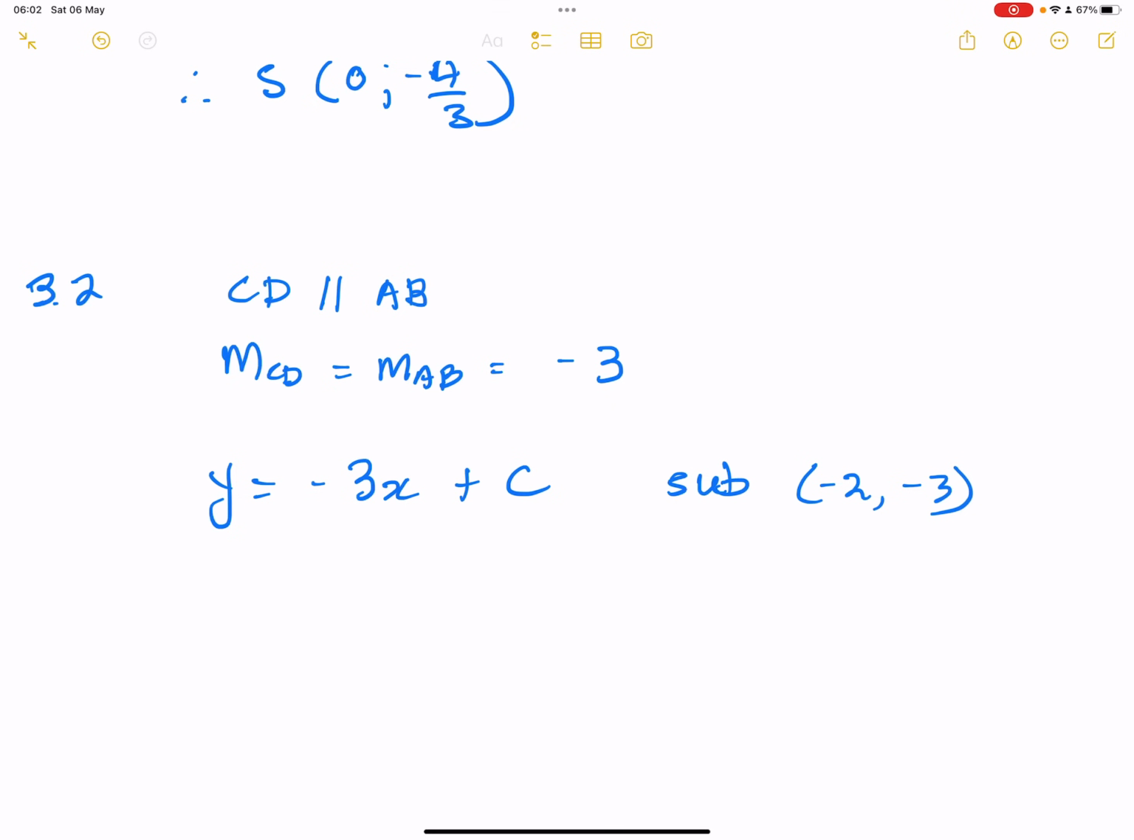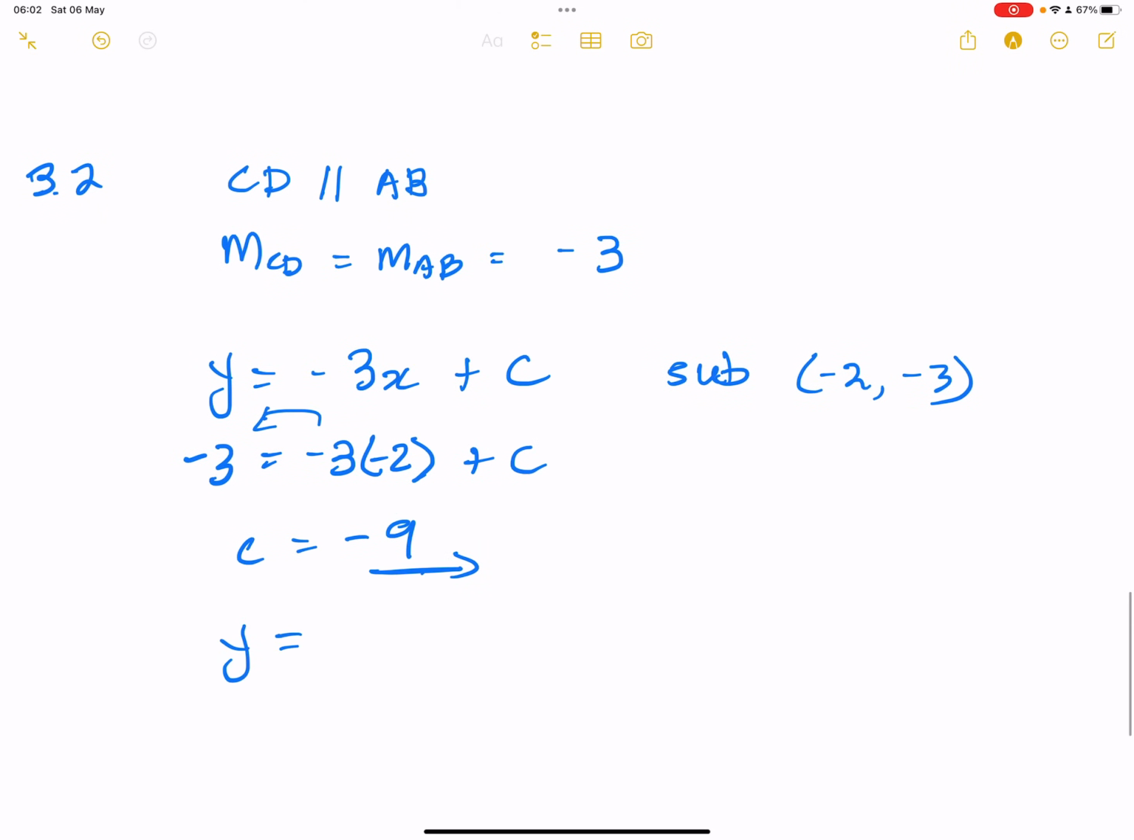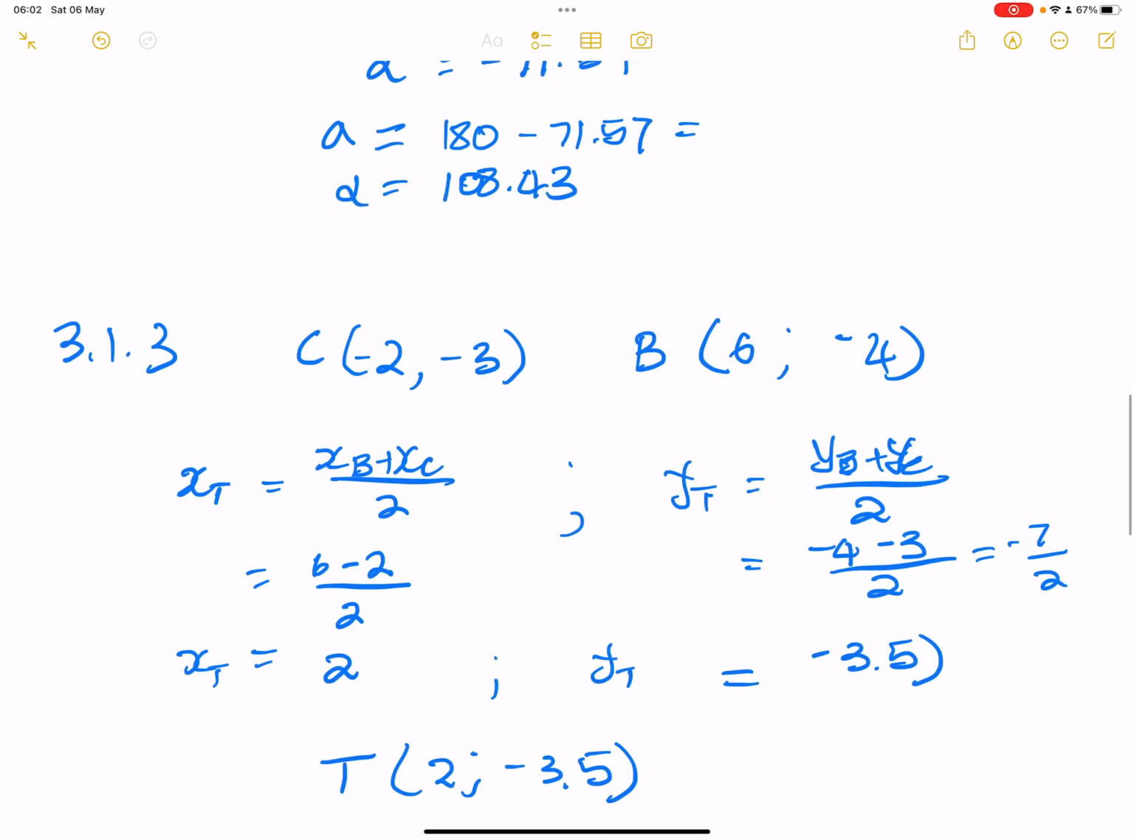So let's do that. When y is negative 3, x would be negative 2. And the c value, what do we get there? We'll get negative 3 times negative 2, which is positive 6. But when I take it to the other side, it becomes negative 6. So negative 3 and negative 6 gives us negative 9. So the equation is y equals negative 3x minus 9. And that's the equation for line CD. Okay, let's go on to the next question.